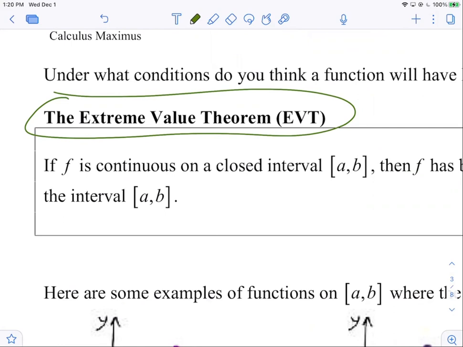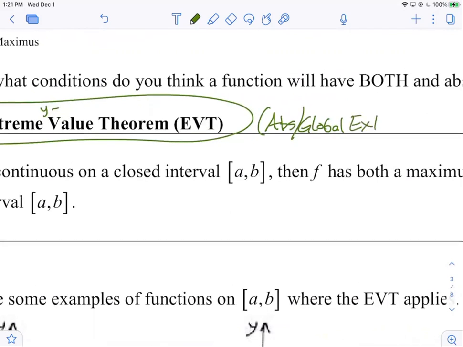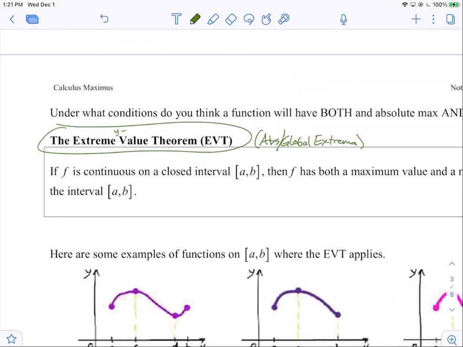The EVT is called the extreme value theorem, and by extreme value we mean extreme y value theorem. Extreme y value theorem. And it deals with absolute, global extrema. Remember, you don't have to say global or absolute. So when we say extreme value, by default, we're implying absolute or global. Now, look what the if part is. If f is continuous on a closed interval, that's it. Does that ring a bell? Yeah, what's the if part to the IVT?